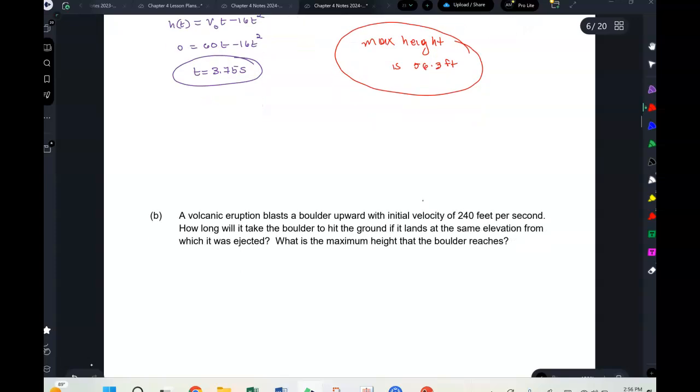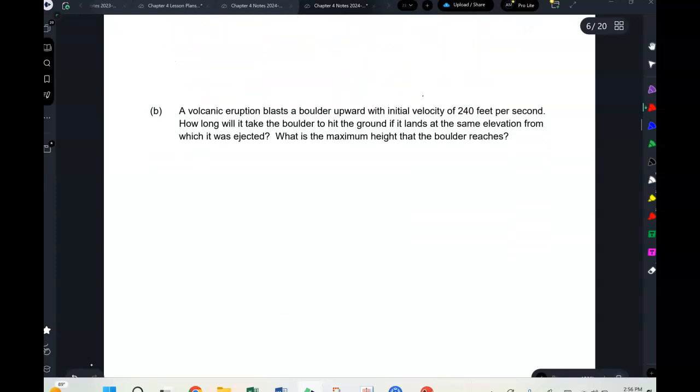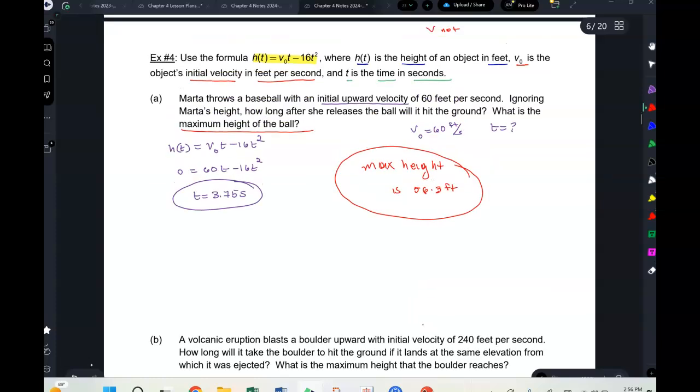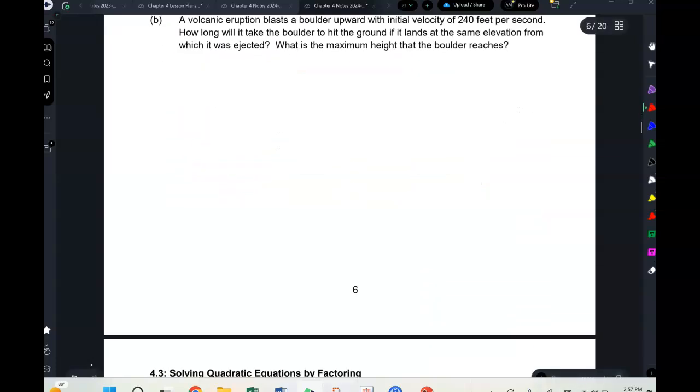So for the next one, a volcanic eruption blasts a boulder upward with initial velocity of 240 feet per second. How long will it take the boulder to hit the ground if it lands at the same elevation from which it was ejected? Again, what was the maximum height? So in this case, it's a volcanic eruption. In this case, it was a baseball. Both of them, when something is just being thrown up in the air, follow that same equation, V naught T minus 16T squared.